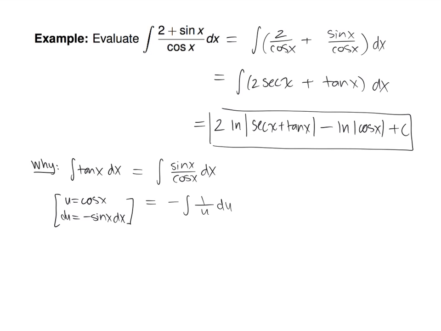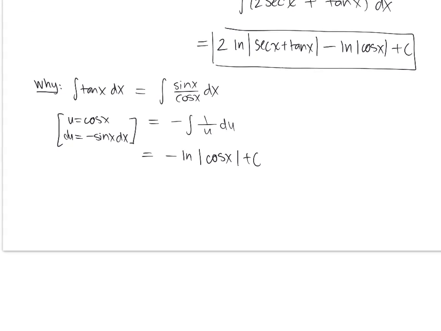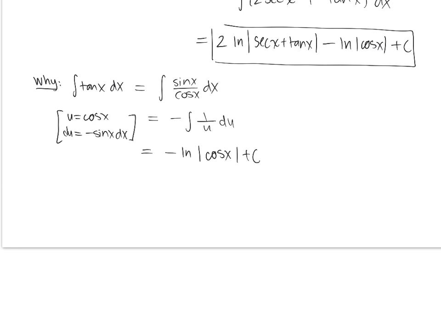You buy? So negative natural log absolute value of cosine x plus c. And is everyone okay with how that worked? That was just basic substitution, right? Okay. I'm pretty sure that in my notes I claimed that that was the same thing as the natural log of secant, didn't I?